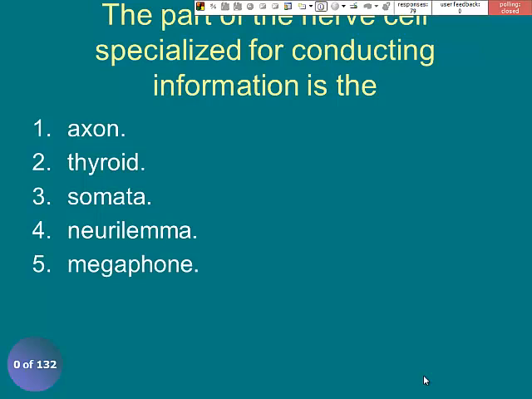All right, let's see if you've been paying attention. The part of the nerve cell specialized for conducting information is what? Is it the axon? Is it the thyroid? The somata? The neuralemia? Or the megaphone? Which one is it?